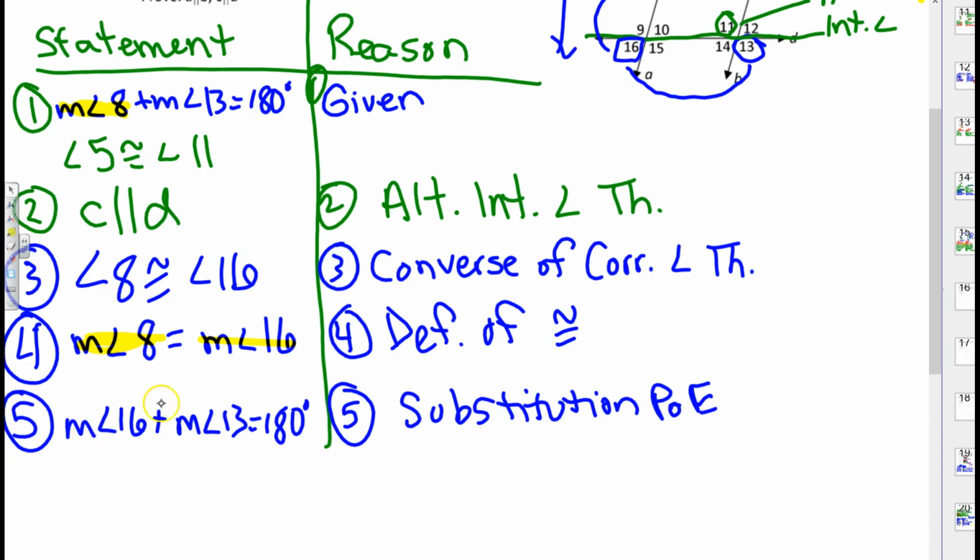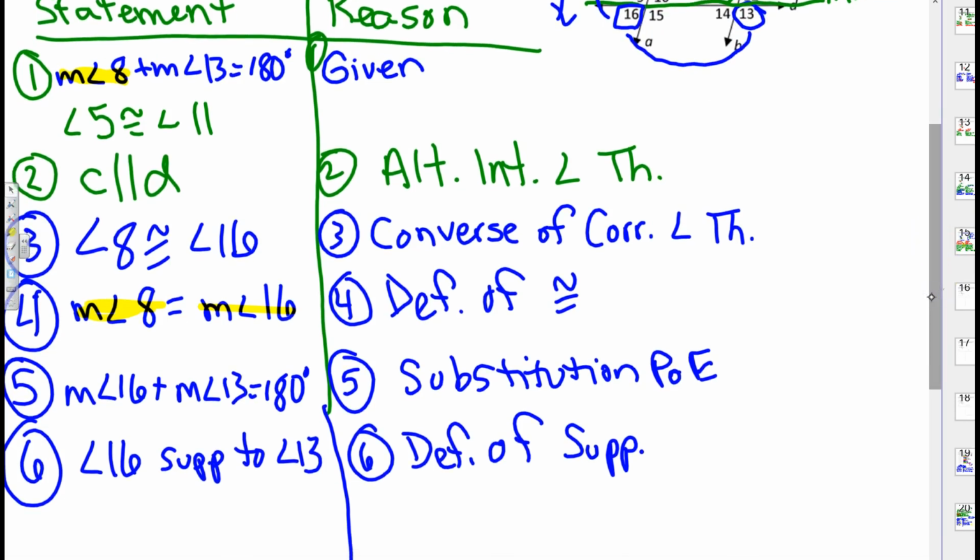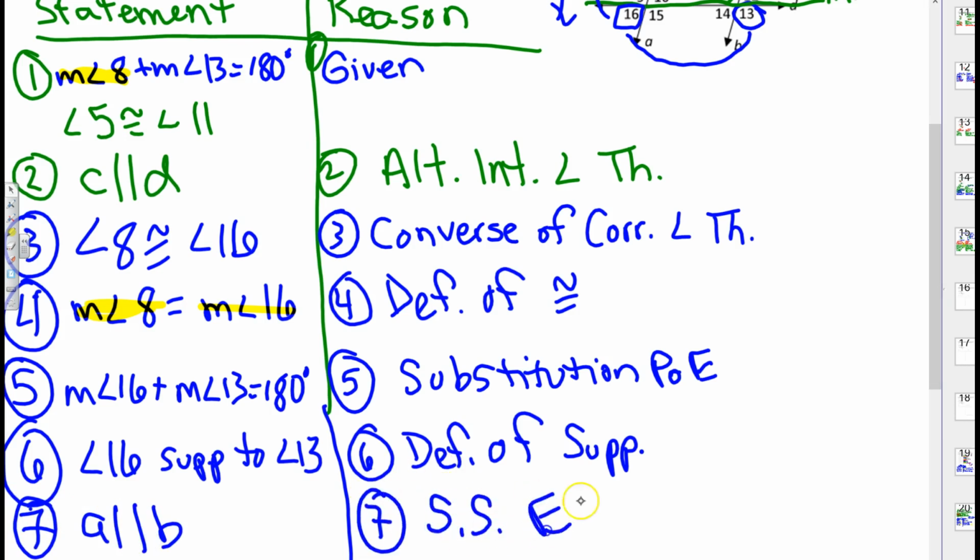Now I've got that 16 plus 13 equals 180. That's basically saying that they are supplementary. And if 16 is supplementary to 13, I can say that line A is parallel to line B because we have a pair of supplementary consecutive exterior angles. So my last step, I can prove A parallel to B by the same side exterior angle theorem. And we're done. We did it. We proved both pairs of lines parallel.